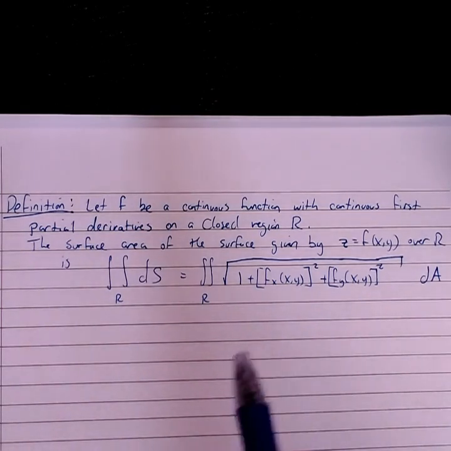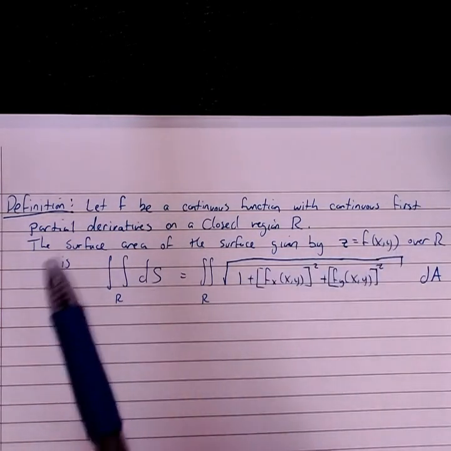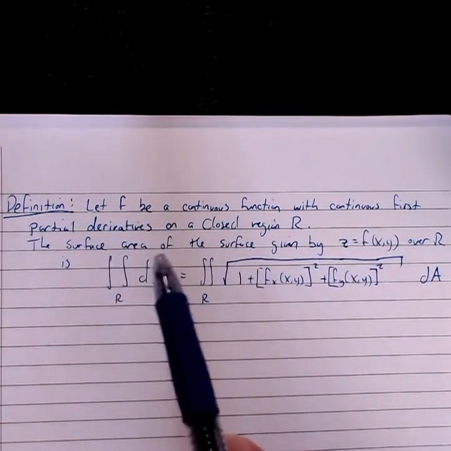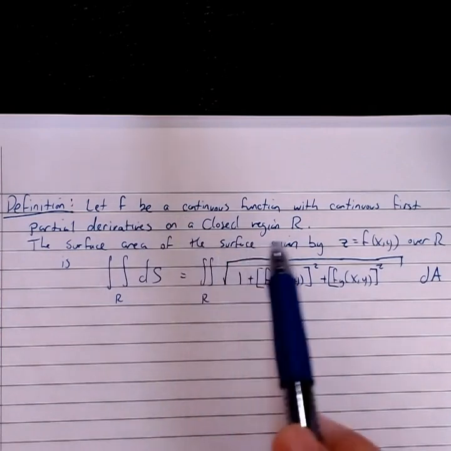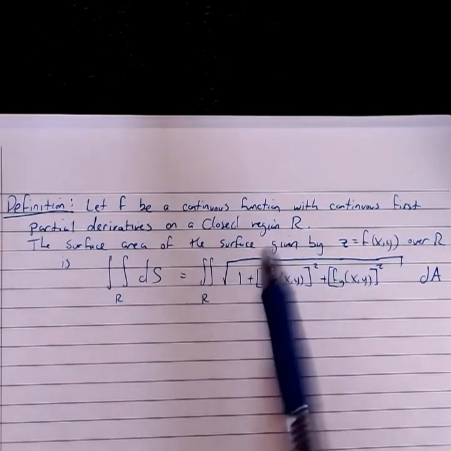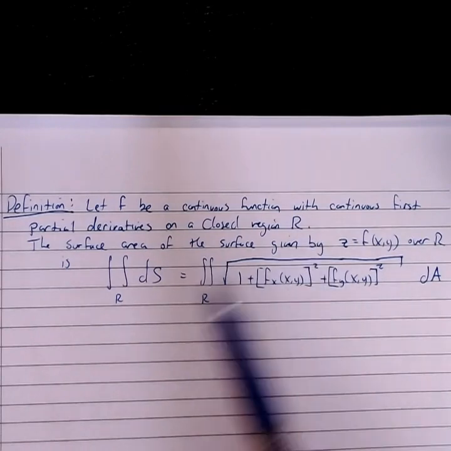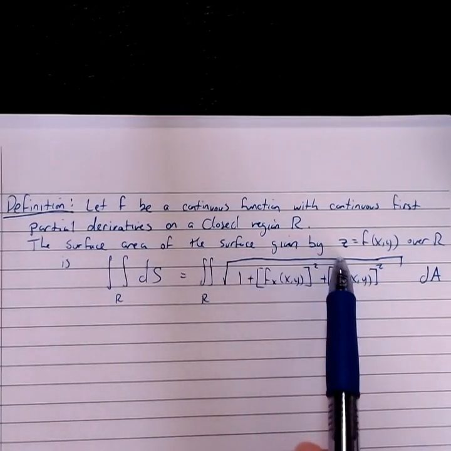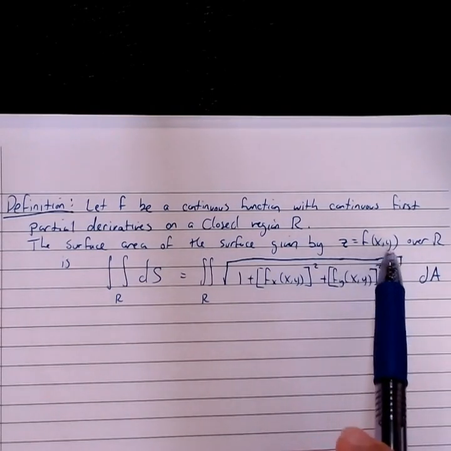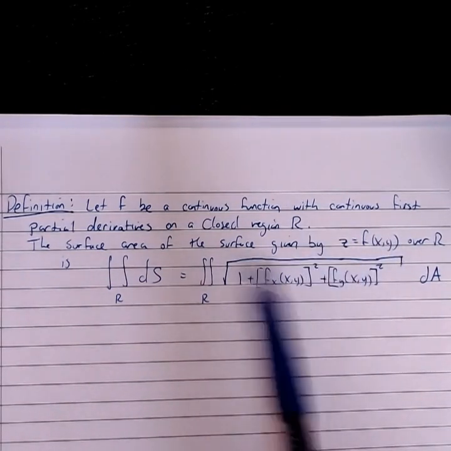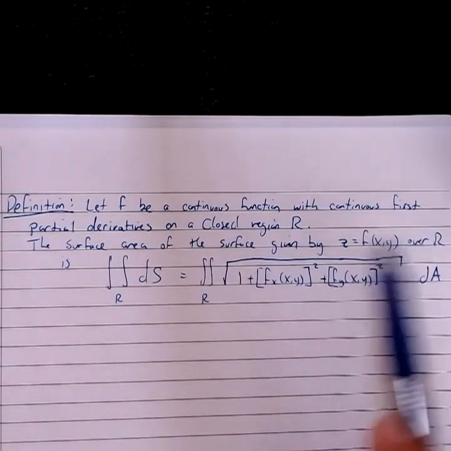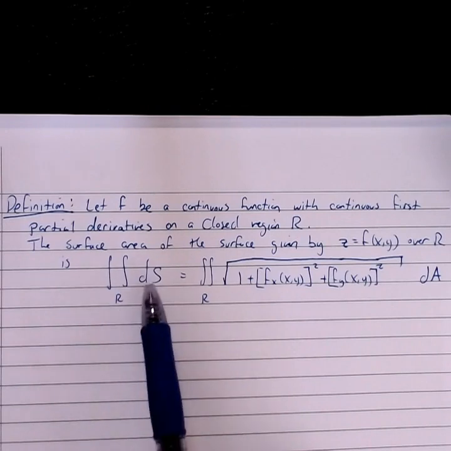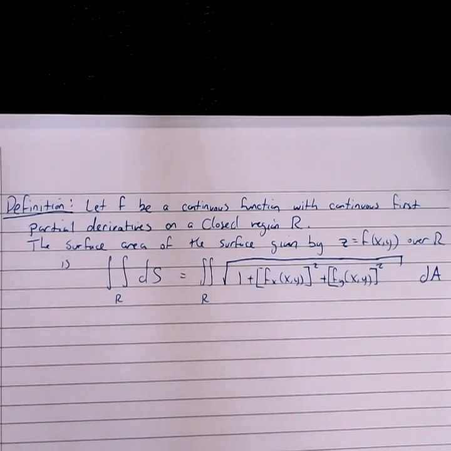Let f be a continuous function with continuous first partial derivatives. So f should be continuous and also its partial derivatives. Let them be continuous on a closed region R, where R is its domain, on the xy plane. The surface area of the surface given by z equals f of x comma y. This equation gives you some surface. We want to find its surface area over that domain. The notation for that is the double integral over R of the differential of surface area.